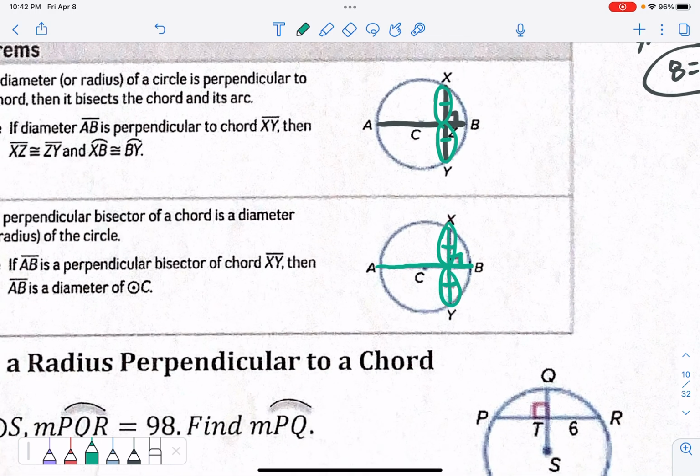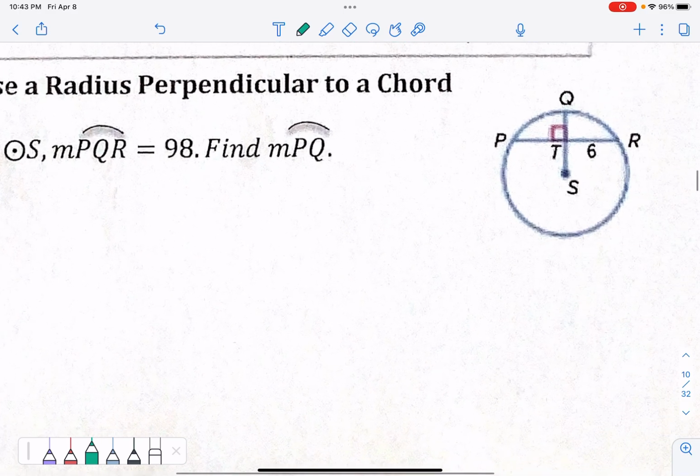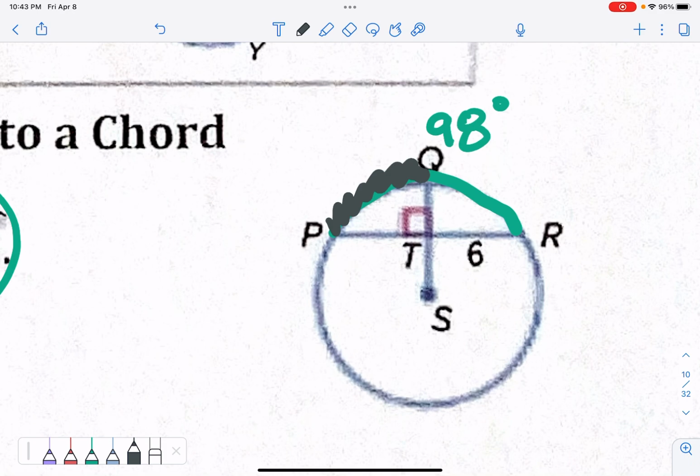And we're just talking about it splitting the thing in half. It makes kind of a T is the way that I think about it. So it's cutting it and making a T at a 90-degree angle, and it's splitting that T in half, right? So here it says that in circle S, arc PQR, so this all the way across here is 98 degrees, okay? They want us to find the measure of arc PQ, so just from here to here, okay? Now, one thing, it looks like it is splitting in half, but let's talk about why.